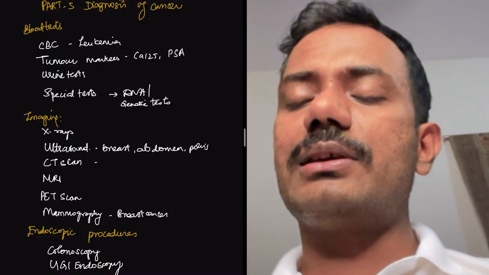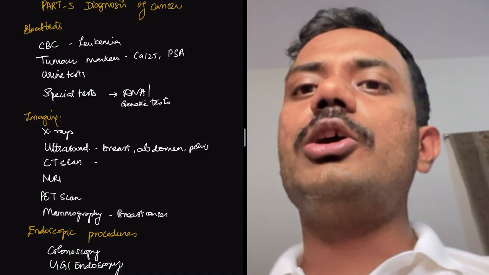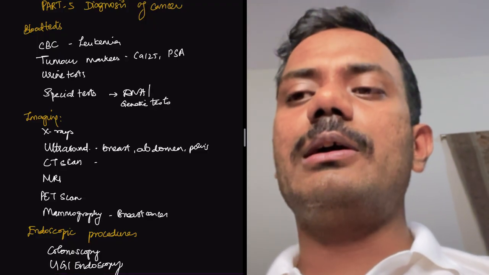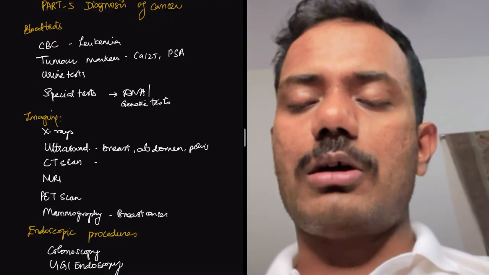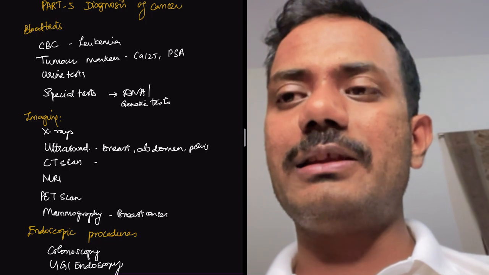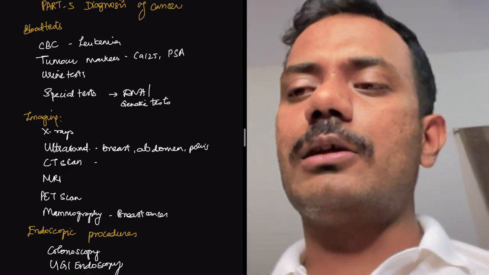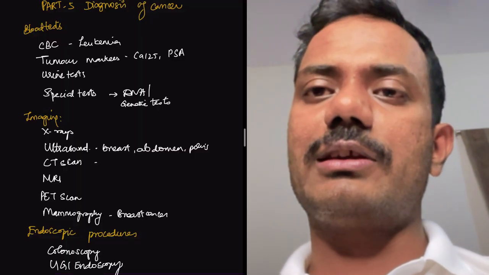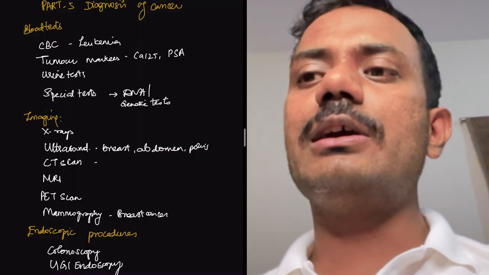And the specific blood tests for cancers are tumor markers. For example, if you have an ovarian tumor and we are not sure whether it is benign or malignant, there are some substances which are specifically secreted by the cancer cells into the blood. These are called tumor markers, which can be detected with the help of a specific blood test. For example, CA125.